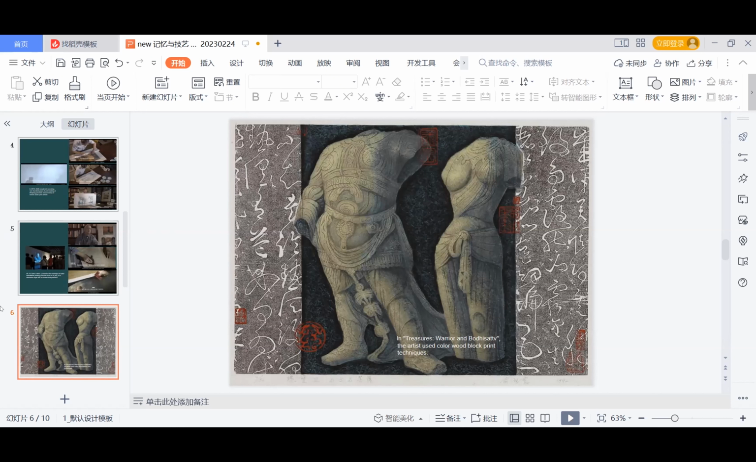Here in Treasures, Warrior and Bodhisattva, the artist mainly used the color block print technique with a little bit of help of the water print technique.